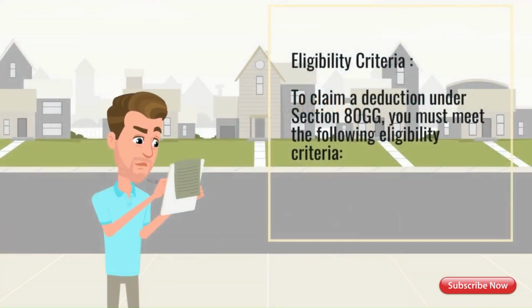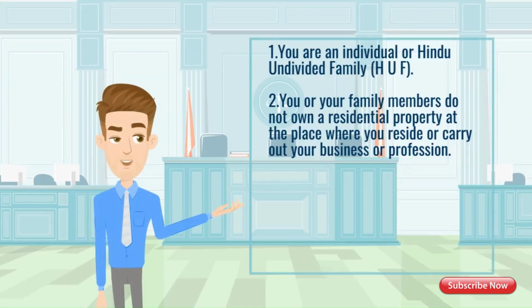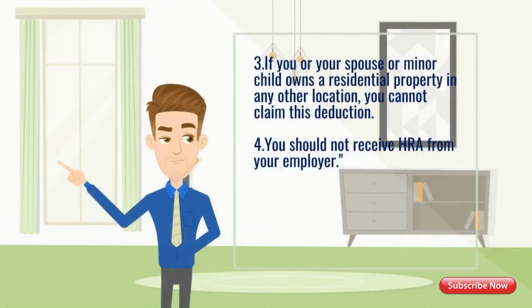Eligibility criteria. To claim a deduction under Section 80GG, you must meet the following eligibility criteria. 1. You are an individual or Hindu undivided family, HUF. 2. You or your family members do not own a residential property at the place where you reside or carry out your business or profession. 3. If you or your spouse or minor child owns a residential property in any other location, you cannot claim this deduction. 4. You should not receive HRA from your employer.